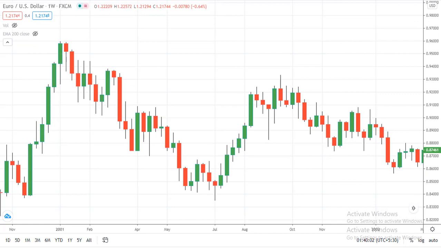Now it is a chart of the Euro USD weekly chart. Now guys, for a moment pause the video and identify which candle represents the best hammer candle. If you identified this as your preferred candle, then you are right. Now let us check our conditions. What are the conditions that we discussed earlier for a perfect hammer candle?